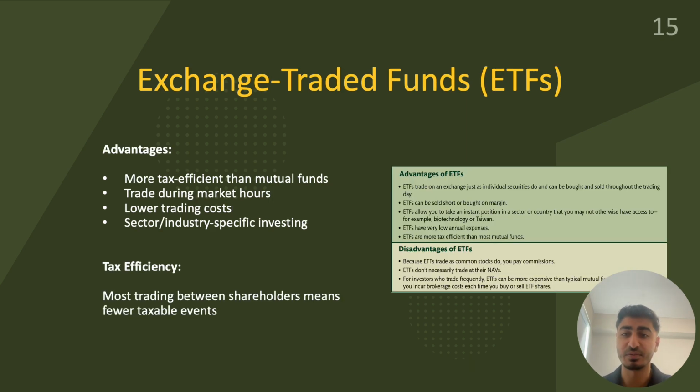So ETFs have become increasingly popular due to several advantages. They offer greater tax efficiency because most trading occurs between shareholders. They can be traded throughout market hours. They typically have lower cost than traditional mutual funds. They provide focused sector and industry exposure, and the average expense ratio for ETFs is just 0.18%, significantly lower than the 0.5% for typical mutual funds.